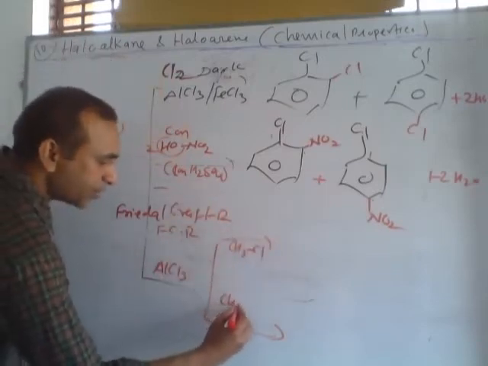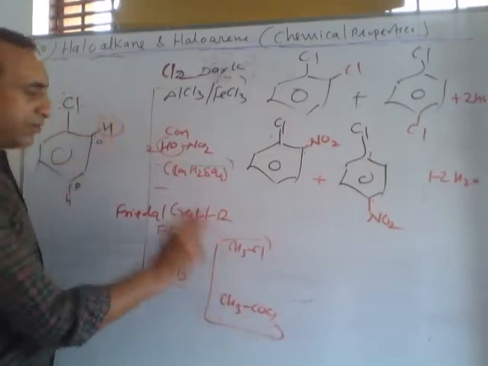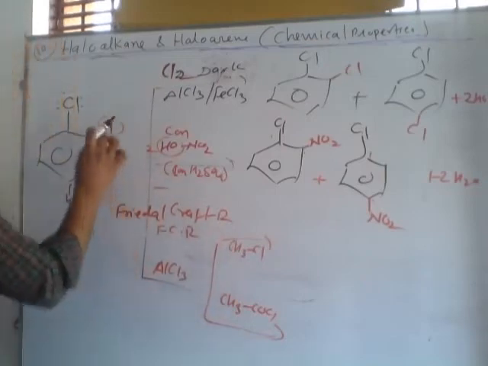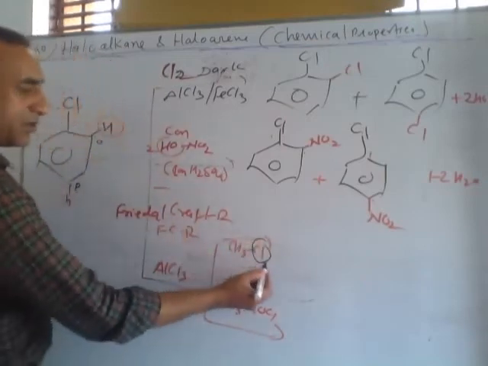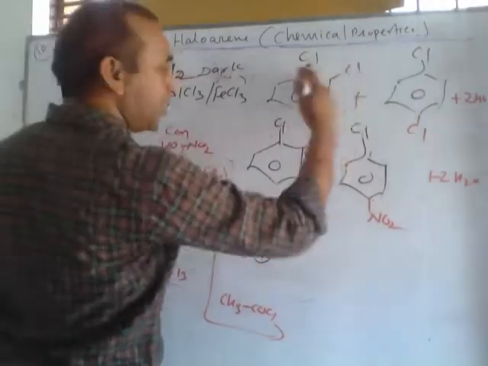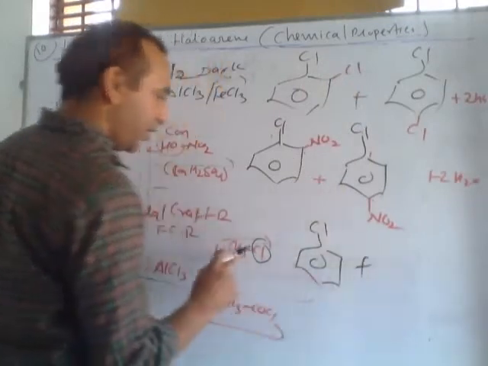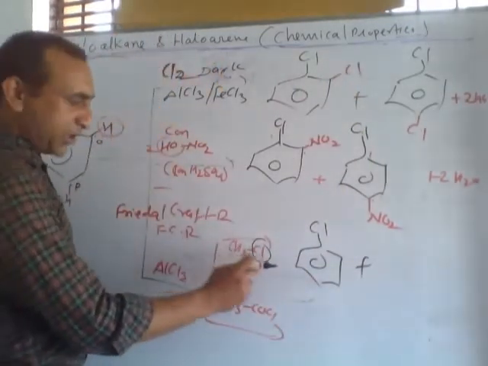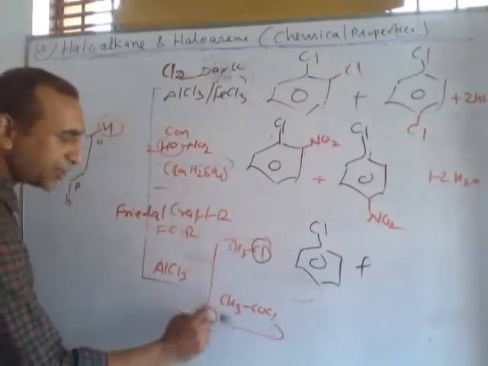Otherwise we react with CH3COCl. This is acetyl chloride, this is methyl chloride. Simple, these two hydrogens are removed with this chlorine, and the chlorine is replaced by a CH3 group. Just like these two compounds, two products will form. The reaction of alkyl chloride is called alkylation Friedel-Crafts. This is called acetylation Friedel-Crafts.